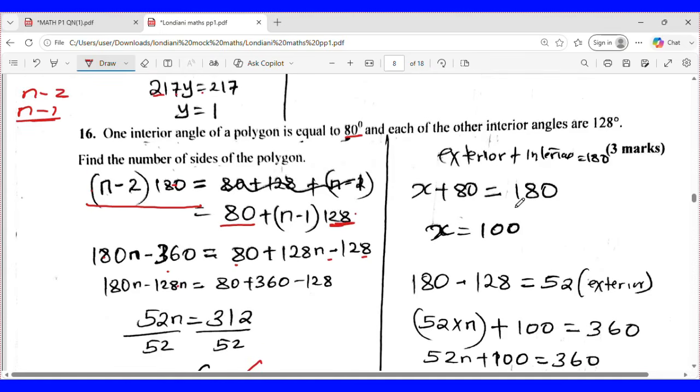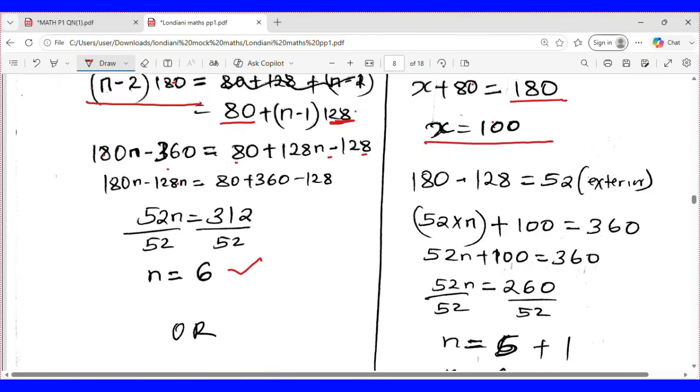Like we can use the exterior. We know that if this is the interior, then the exterior should be 100. Because I have told you the interior and the exterior must add up to 180. That's another way you can do it. So that is very true. So then 180 minus 128, that is now the other one, will be equal to 52, the exterior angle.